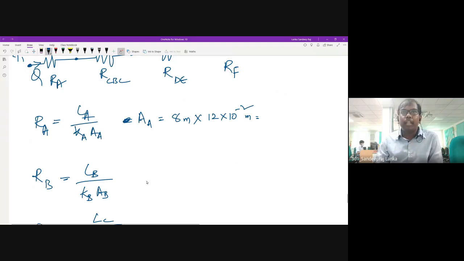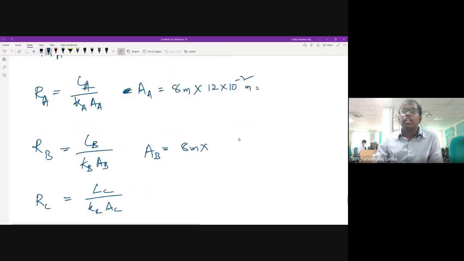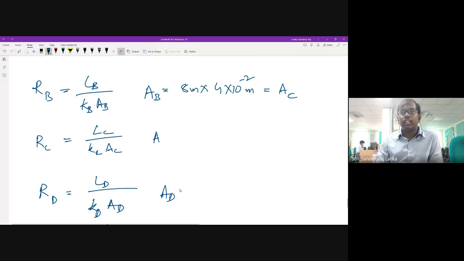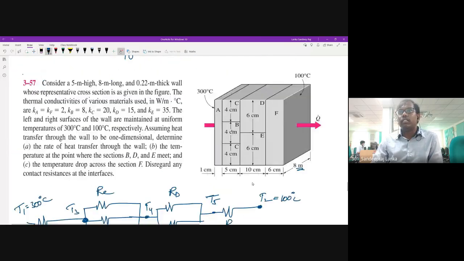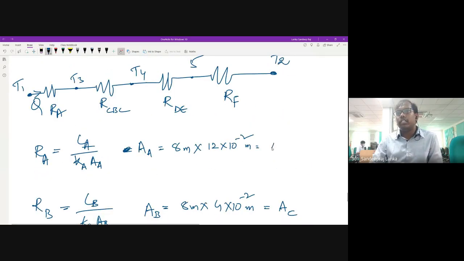So if I have to get it for RB here, AB will be equal to 8 meters, and it's the same. This RB is 4. Only 4 is there. So I have to take 4 into 10 to the power of minus 2 meter. So this will be the same area for AC also. AB is having the same. And then AC is done. Then AD is 8 meters into 6. I have to write 6 into 10 to the power of minus 2. So likewise, you have to do it for E also. E also will be the same. The AF will be the same as this.